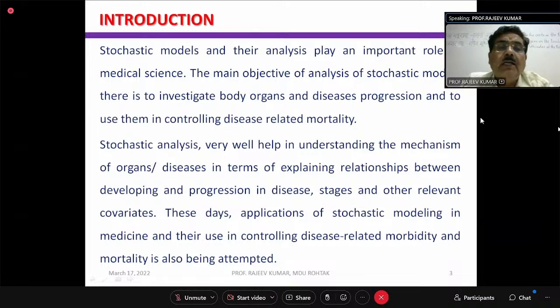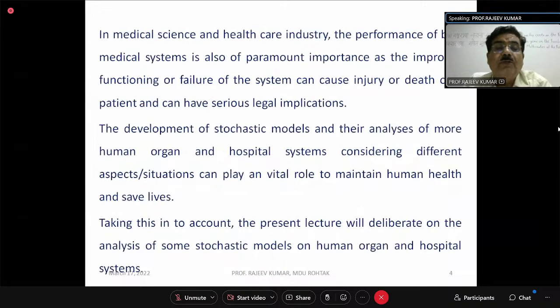So here I highlighted the main objective of the analysis of stochastic models for medical sciences: to investigate the body organs and disease progressions, and to use the analysis in controlling disease-related mortalities. Stochastic analysis is quite helpful to understand the mechanism of the organs as well as the disease, as it tells us the relationship between the progression of the disease or the stages of the organs and all possible covariates. So this modeling is quite useful for all of us.